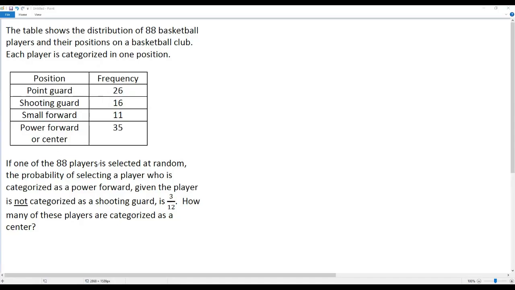If one of the 88 players is selected at random, the probability of selecting a player who is categorized as a power forward, given the player is not categorized as a shooting guard, is 3 over 12. How many of these players are categorized as a center?